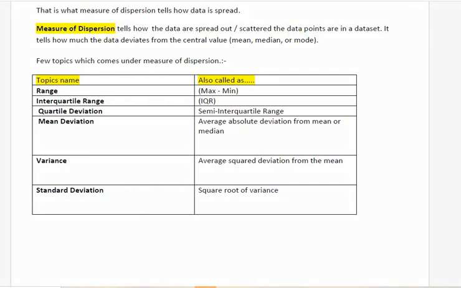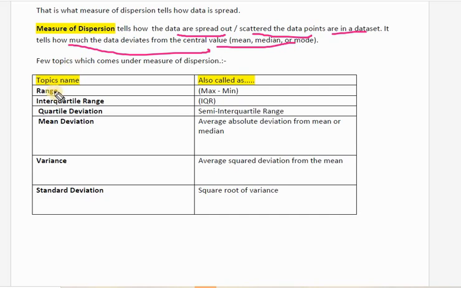What is measure of dispersion? Measure of dispersion tells us how the data are spread out, or how the data points are scattered within a data set. Mainly, it tells how much the data deviates from the central value, mean, median, or mode, which we discussed in the previous videos. So, under the measure of dispersion, we have this many topics.